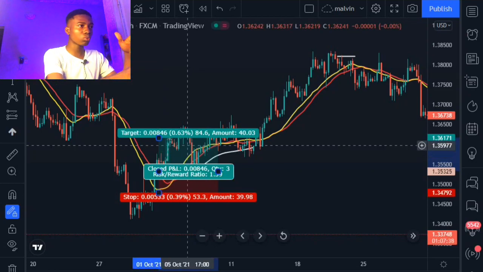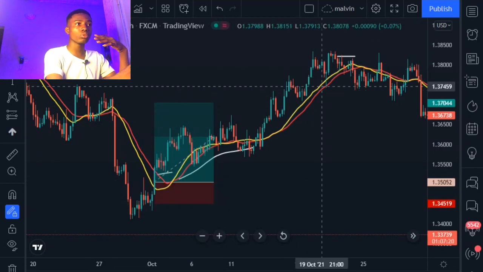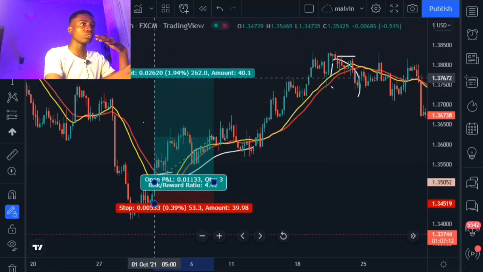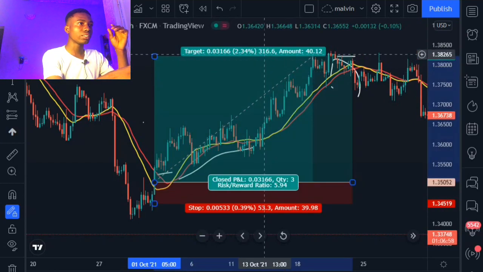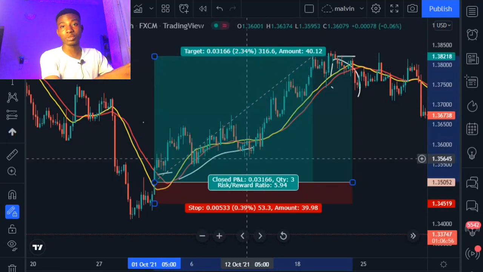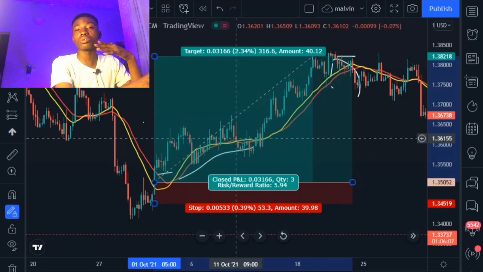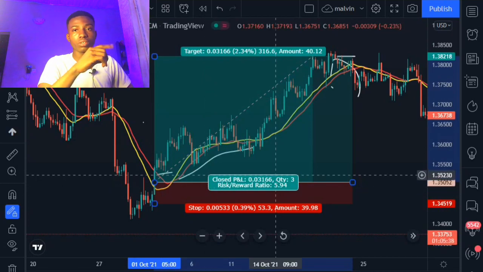Okay, so let's go back to what we were saying. Where we could see a healthy red candlestick going below the moving average is at this point here. So we could target our trade from here to here. Let me stretch that, and this is 316 pips, and if you check out the risk to reward ratio, you could find out that your reward is higher than what you risk. So this is risking 1% to make 6% in the market.